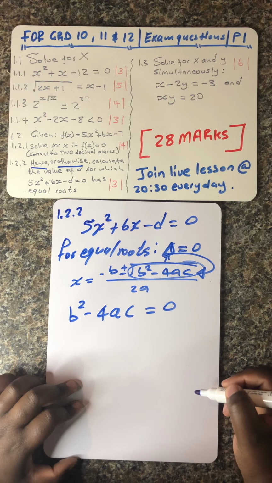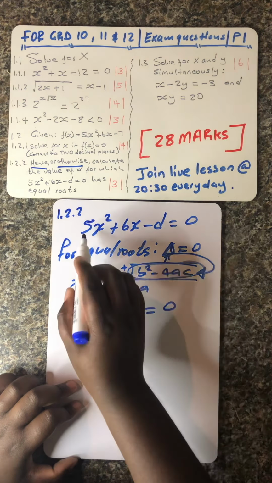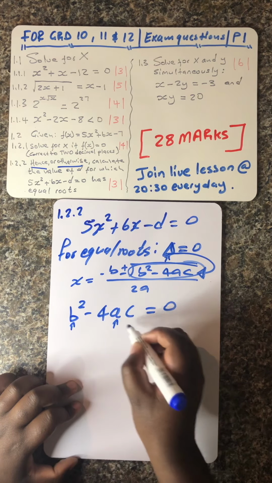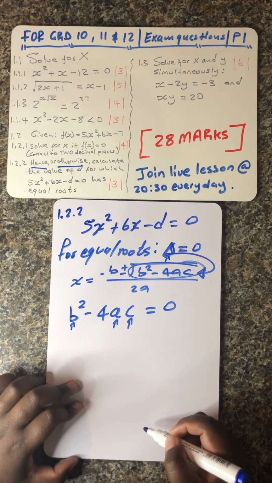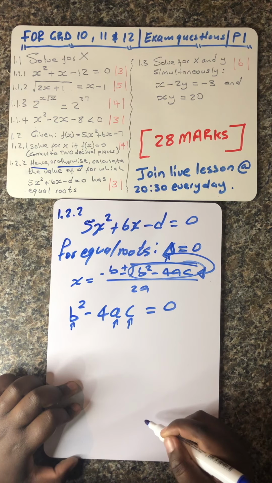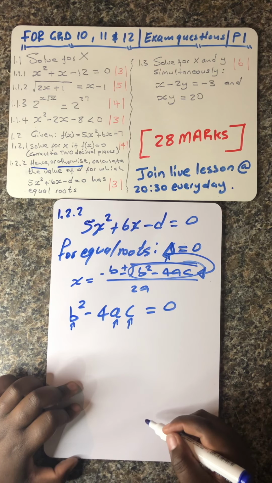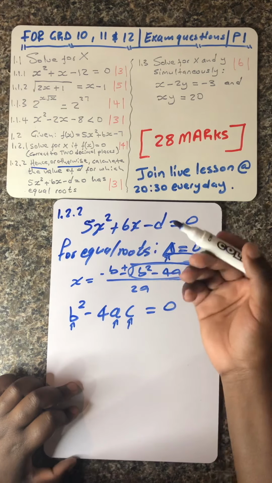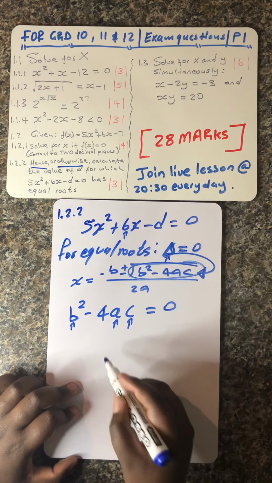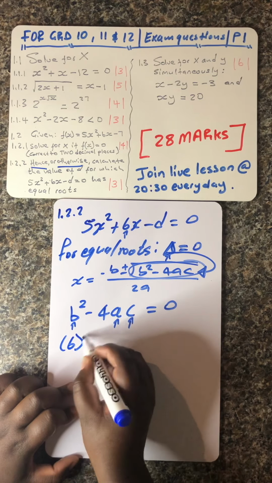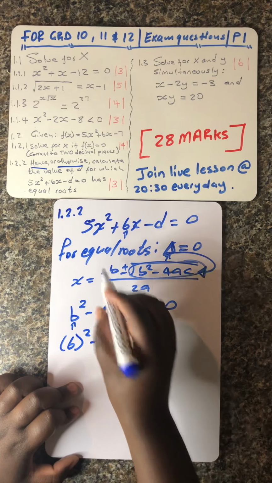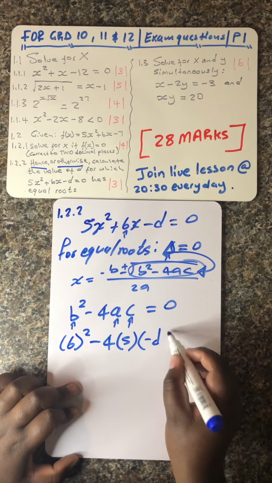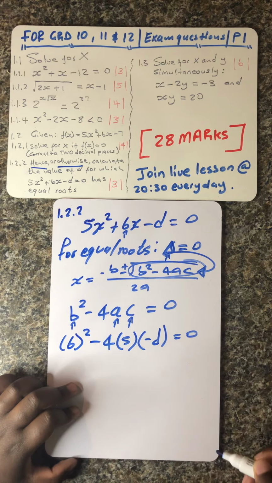Okay, so from that equation, what is b, what is a, what is c? This will make our life even much easier, guys. Our b, obviously we know, hence or from the previous equation, our b is 6. So when we substitute, we've got 6 squared minus 4. Our a is 5, and then our c in this case is negative d, which is equals to 0.